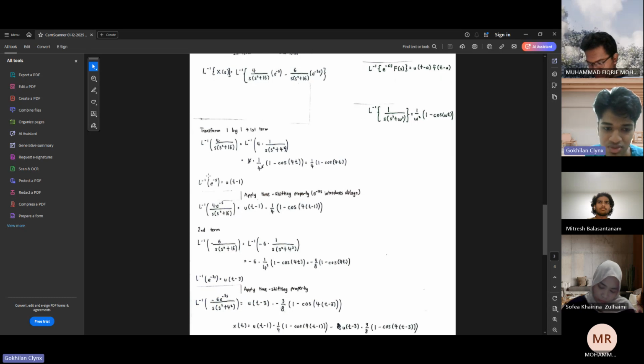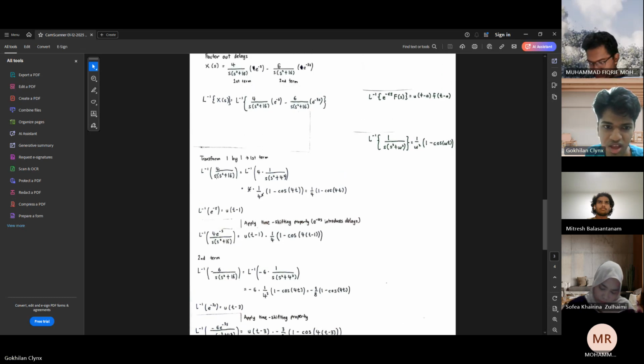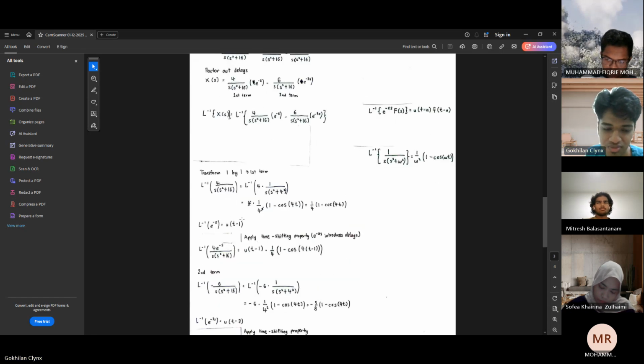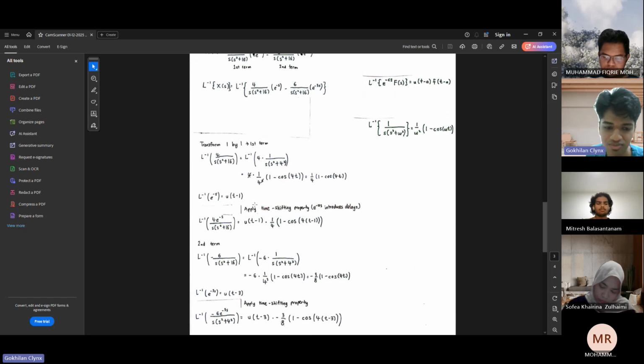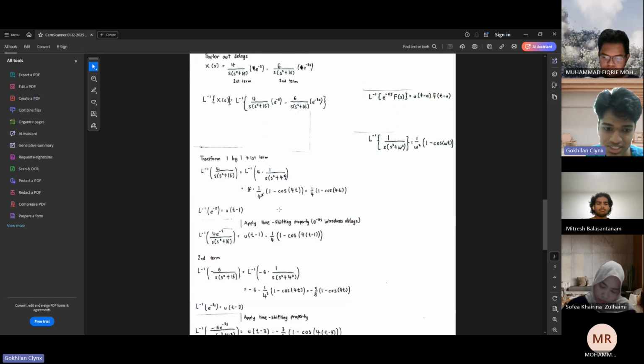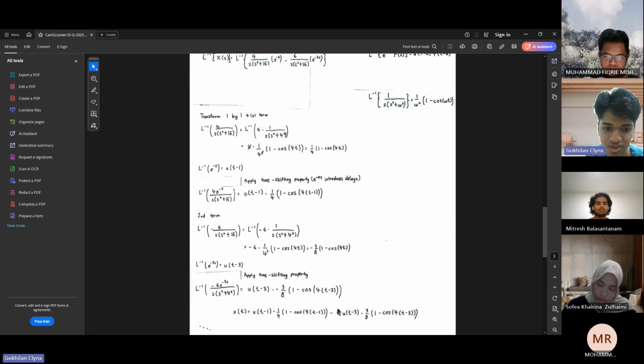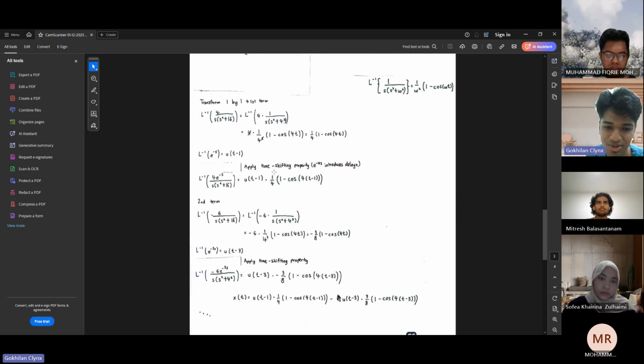And then we invert the delay, we get the unit step function that we got above. We invert back, so we multiply both of these, we get u at t equals 1 multiplied by 1/4 (1 minus cos 4(t minus 1)).